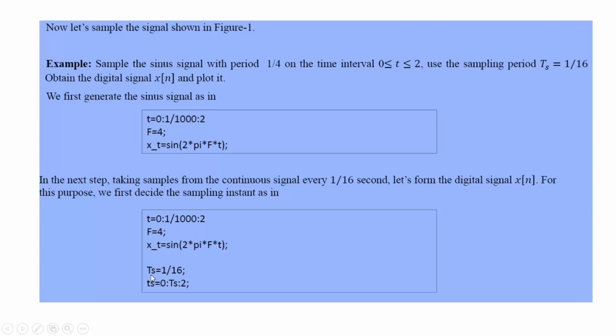Now what is the sampling period given? The sampling period given is 1 by 16. So we create the step size corresponding to the sampling period between the time interval from 0 to 2. So Ts will be starting from 0 going to 2, and this will be the step size corresponding to the sampling period.